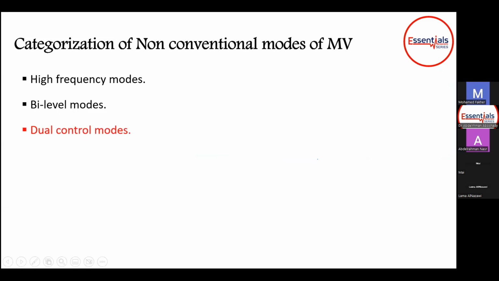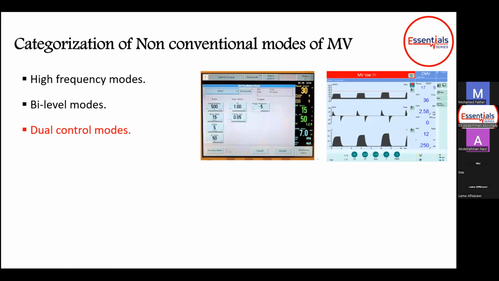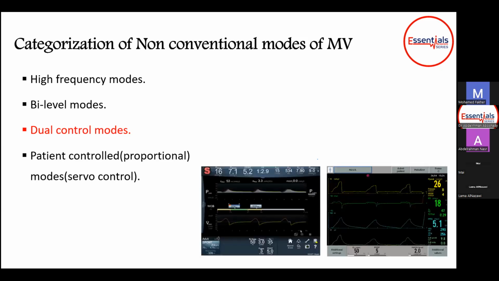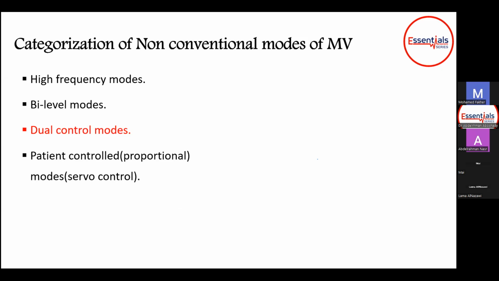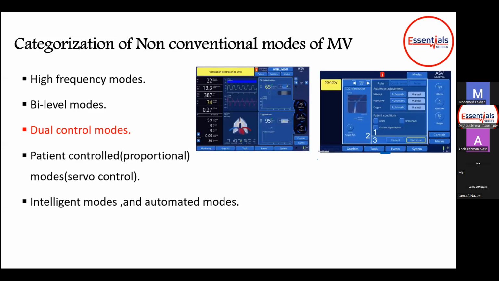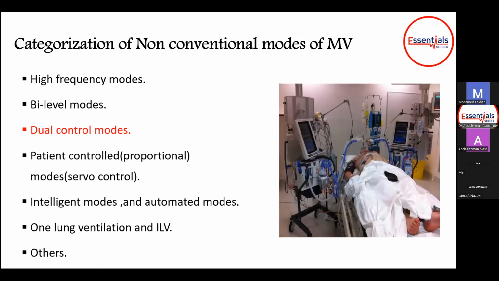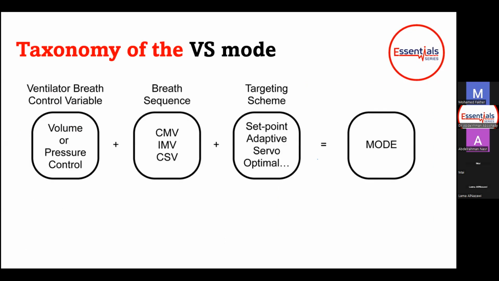And we have our dual control modes, like the PRVC, the volume support, and the AutoFlow, and this is our topic today. We have proportional modes, our servo control modes, our patient control modes, like the PAV and NAVA. We will talk about them next month. And we have intelligent modes like the IntelliVent and the SmartCare modes, and others. So let's talk about one of our modes today, the volume support mode.